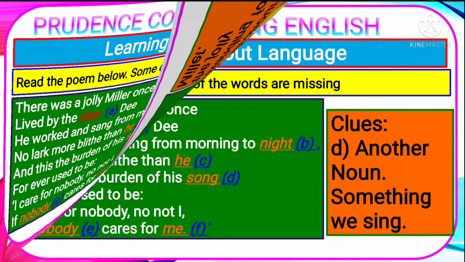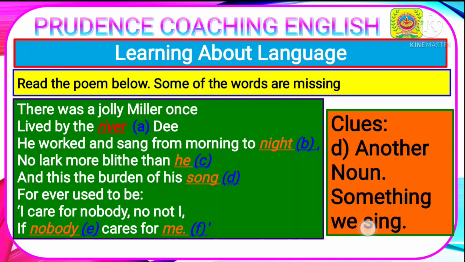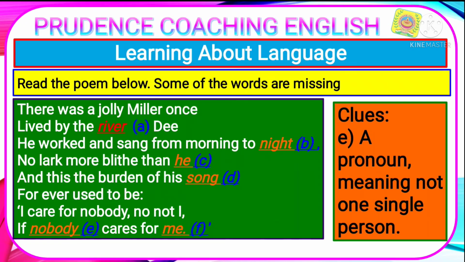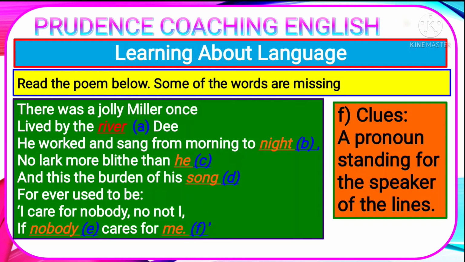And thus the burden of his... you have a blank space here. Here we have been given another noun, something we sing. So what do we sing? We sing song. So, and thus the burden of his song forever used to be. I care for nobody, no, not I, if... after if we have a blank space and the clue is a pronoun meaning not one single person, that means nobody. So if nobody cares for... a pronoun standing for the speaker of the line means me. Me is the pronoun standing for the speaker of the line. So, for me. So let us read the complete poem now.